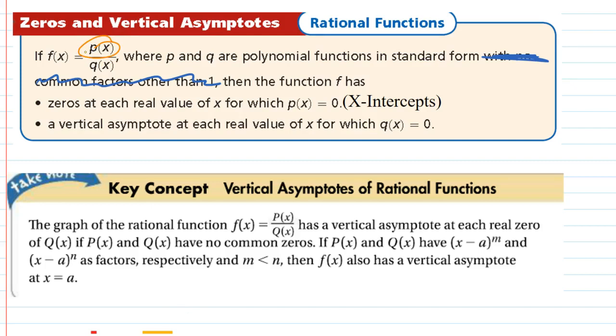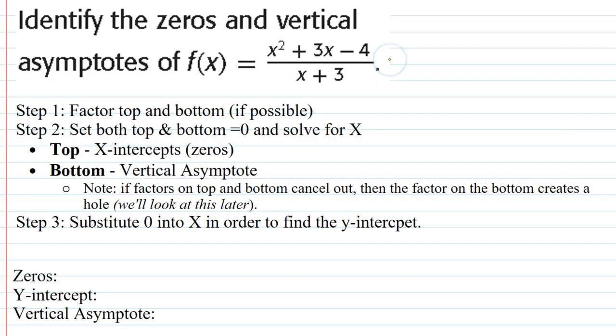We're going to have zeros at each real value of x for which p of x is equal to 0. That means we're going to set the top equal to 0 to get our x-intercepts. And we're going to have vertical asymptotes at each real value of x where q of x is equal to 0. So we're going to set the bottom equal to 0 in order to figure out our vertical asymptotes. Now here's an example along with the steps to solve it.